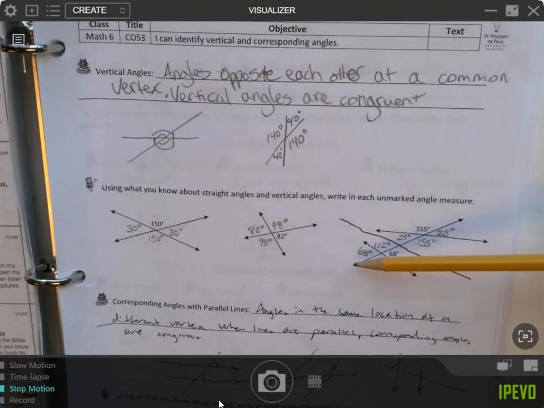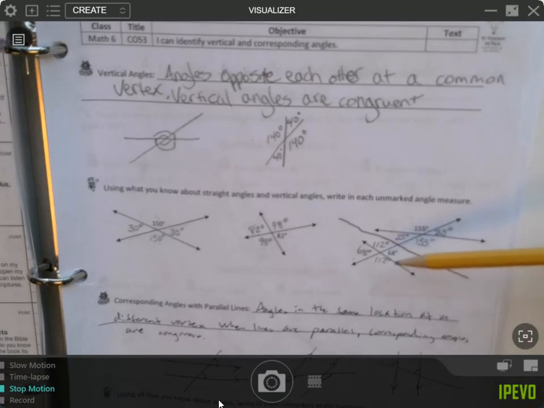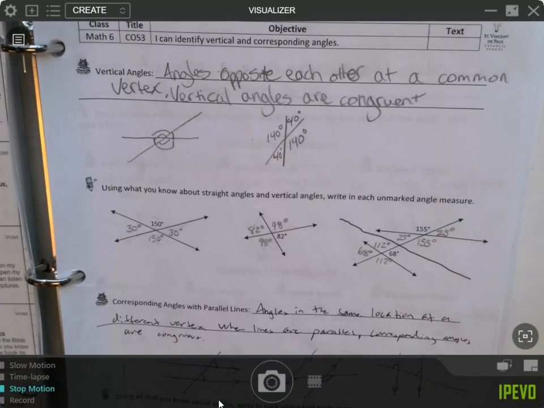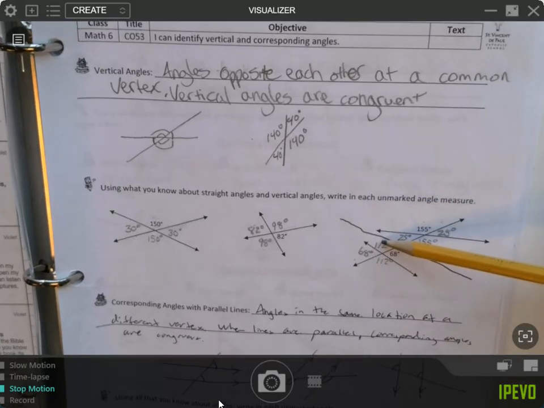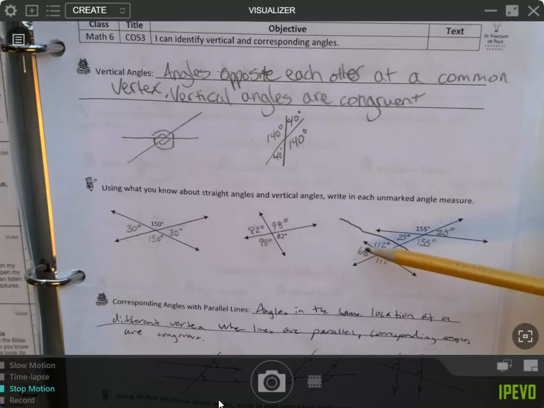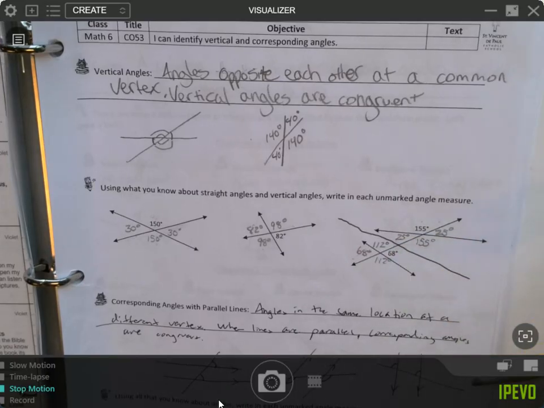Over here, we had two different vertical angles we had to work with. So on top, we had 155. Opposite of it would be 155. Supplemental angles would be 25 and 25. Then on the bottom one, we had 68. Opposite of it is 68. Supplemental angles would be 112. Opposite of that is 112.